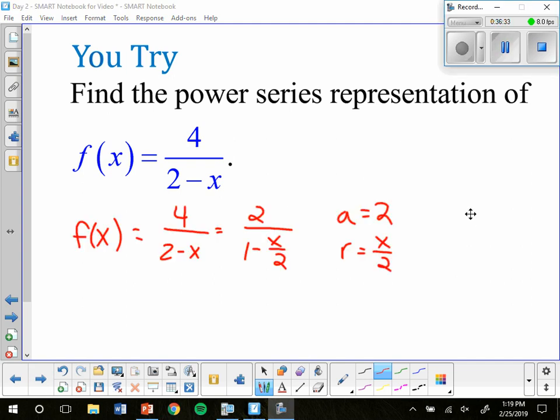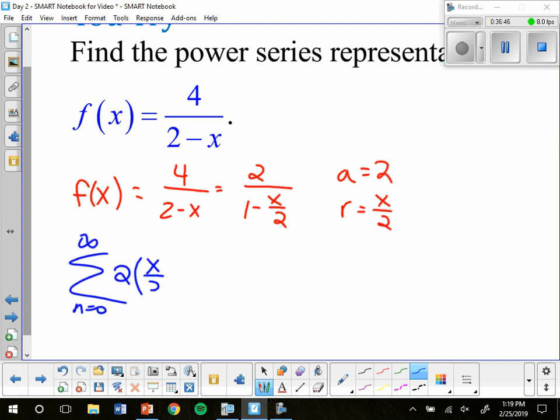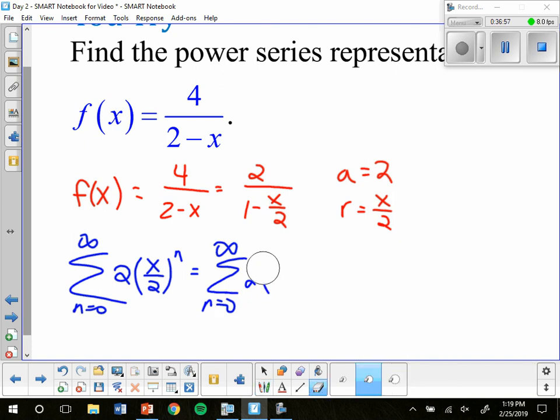Did everyone get a equals 2 and r equals x over 2? Yeah. That's easy. You just divide by 2 to get the a over 1 minus r. Then we are going to write it as a times r to the n, and then we want to make it look pretty. So we're going to leave the 2 for now, times x to the n over 2 to the n. Everyone good with that?